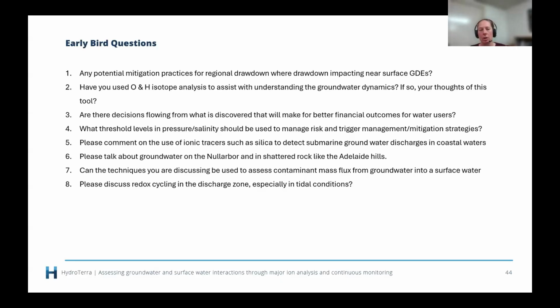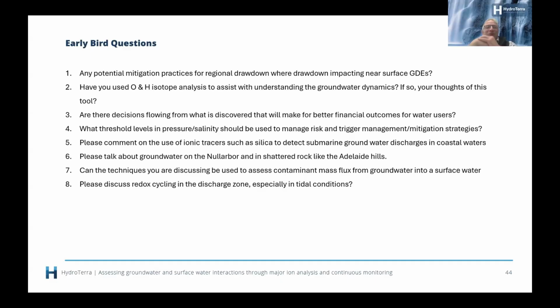I think monitoring is key to understanding those influences so that you can develop the most appropriate mitigation measure, and understanding how reliant those GDEs actually are on groundwater. And then there's other options if you can't manage that. So there's things like vegetation offsets and the like, which you may need to consider.